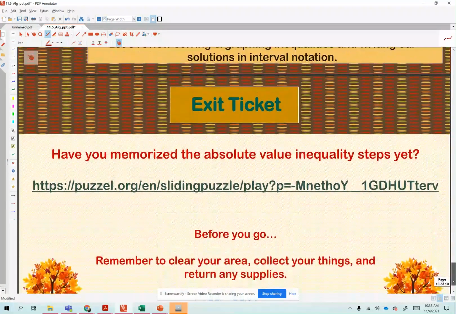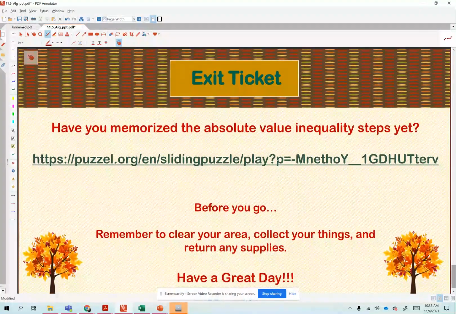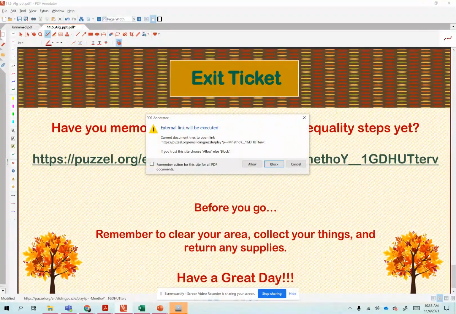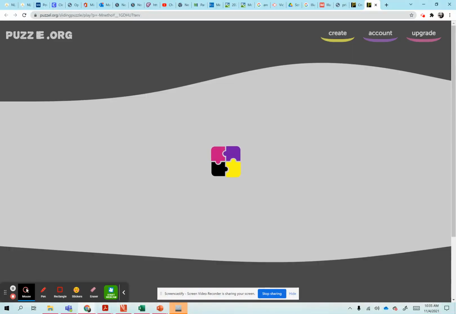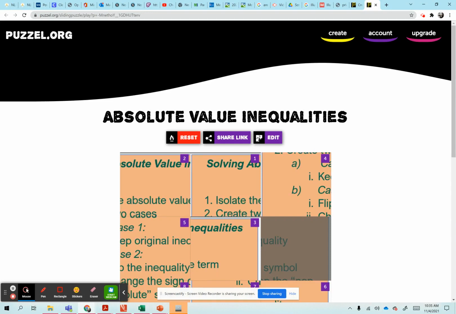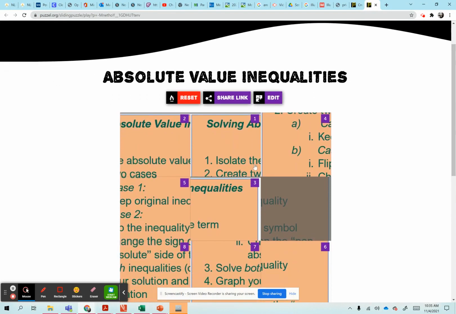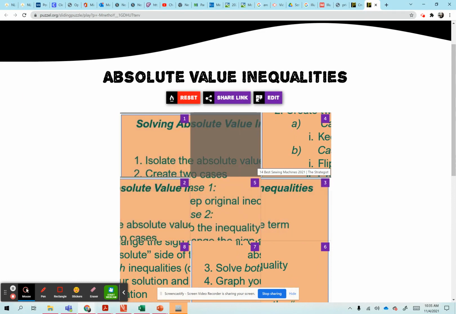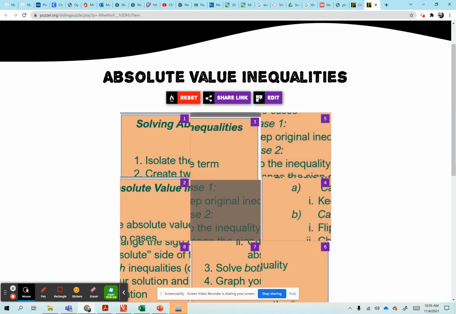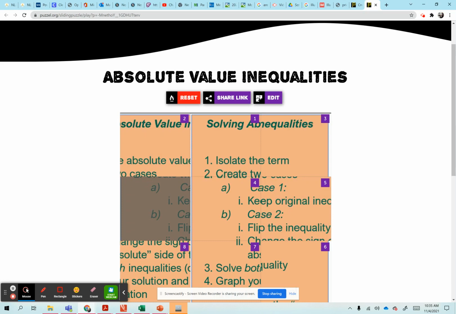Now, you do have an exit ticket. I'd like you to go there. I don't know if I can do that in this video. Let's try. We'll see if it works. There it is. It even worked. So you know how to do these. You move them around and get them in order, and when you do, it will reveal the rules. Look at that, I almost have it done already. When you finish that, you will have revealed the rules for absolute value inequalities.